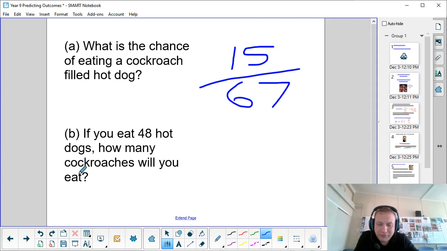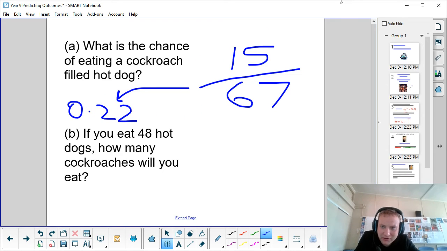Just to help our understanding, we'll turn that into a decimal as well. 15 divided by 67, or just using the fraction to decimal button on your calculator, would give us about 0.22. That means there's about a 22% chance that you have eaten a cockroach. And then we can apply either of these numbers to this predicting outcome situation, because we want to predict how many cockroaches we will eat.